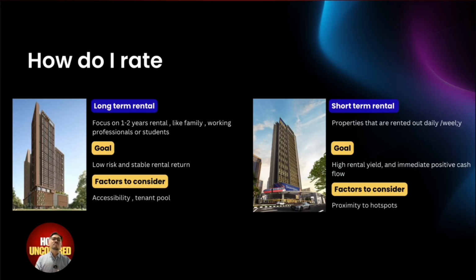Next, we will look at short-term rental. In short-term rental, we are looking for properties which are suitable to rent out either daily or weekly. Our goal here, of course, is to achieve high rental yield so that we can immediately get positive cash flow. The factor to consider in terms of short-term rental is the proximity to hotspots, which means, is there any place that can bring in the tourist market or business travelers?